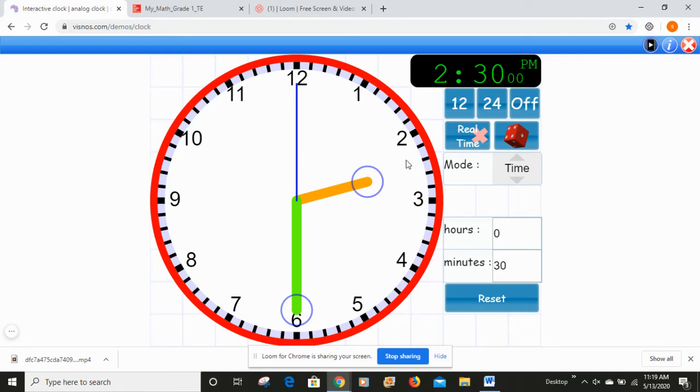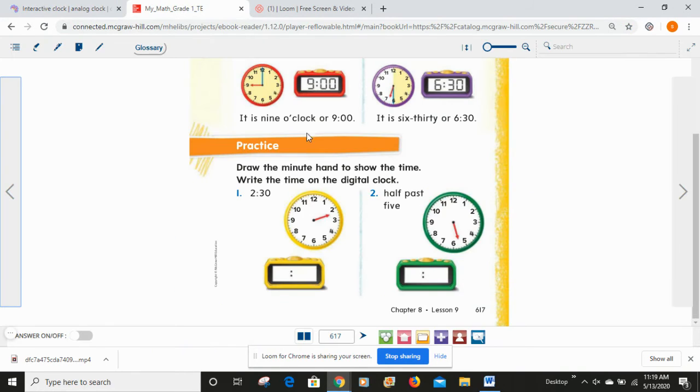The hour hand is halfway between the 2 and the 3, and the minute hand is pointing down towards the 6. So if I was going to draw that on my analog clock, I would draw the minute hand down here, pointing at the 6, and then the hours would be 2 and then 30. Okay, so we'll check that in just a second.